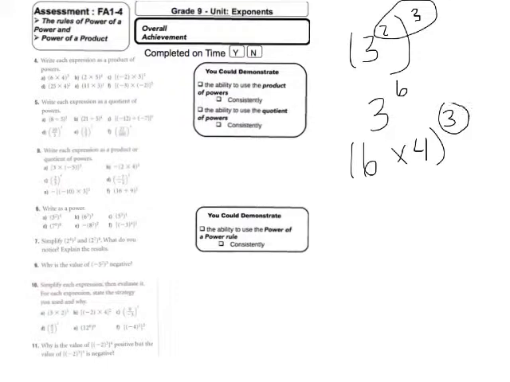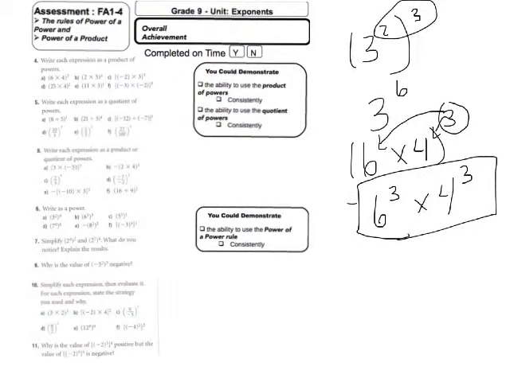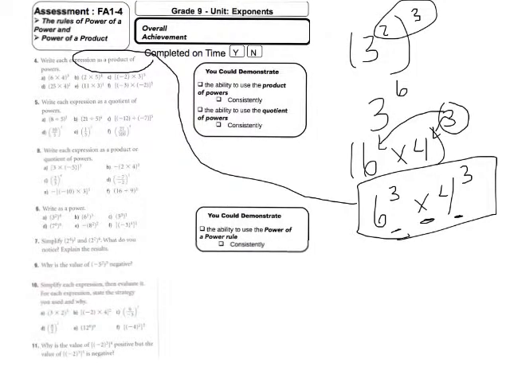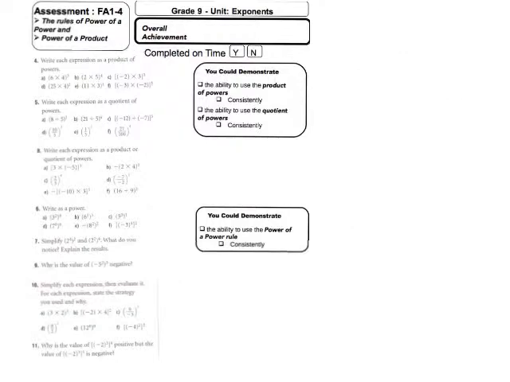Or we can take the power and distribute it into the brackets to get 6 to the power of 3 multiplied by 4 to the power of 3. So this would be how you would answer the first question when you have to express it as a product of powers. So here's a product of two powers. So be careful what they're asking for. In this situation, it is clearly asking for the product of two powers, so we'll do that.